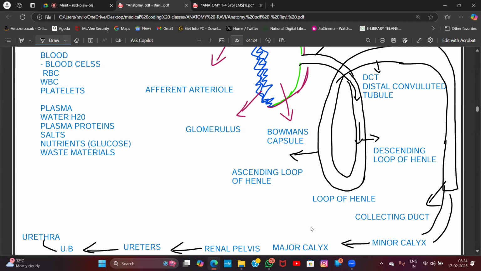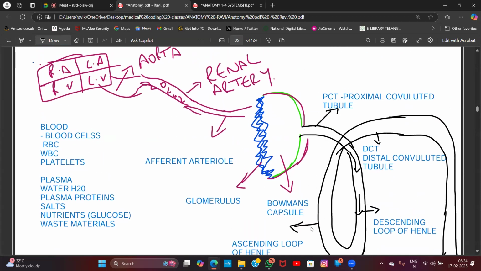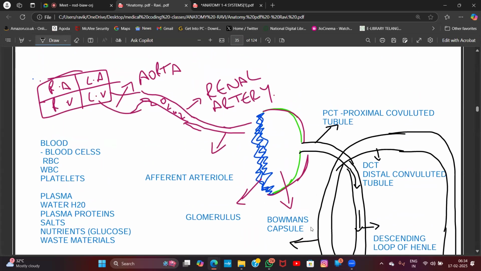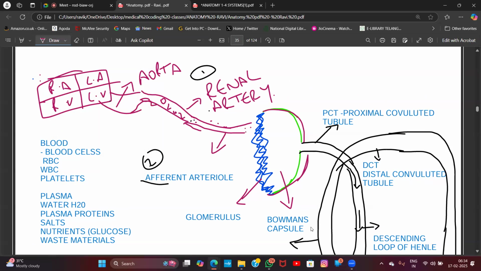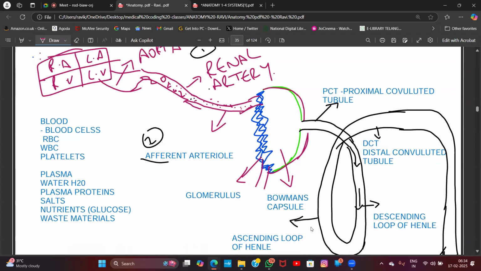Okay, now I'm telling the structure. I will tell you the entire flow, listen carefully. From the aorta, the blood comes to the renal artery. From the renal artery, it comes to the afferent arteriole. From the afferent arteriole, the oxygenated blood moves into the glomerulus. Glomeruli are tiny structures which help in filtration of blood.